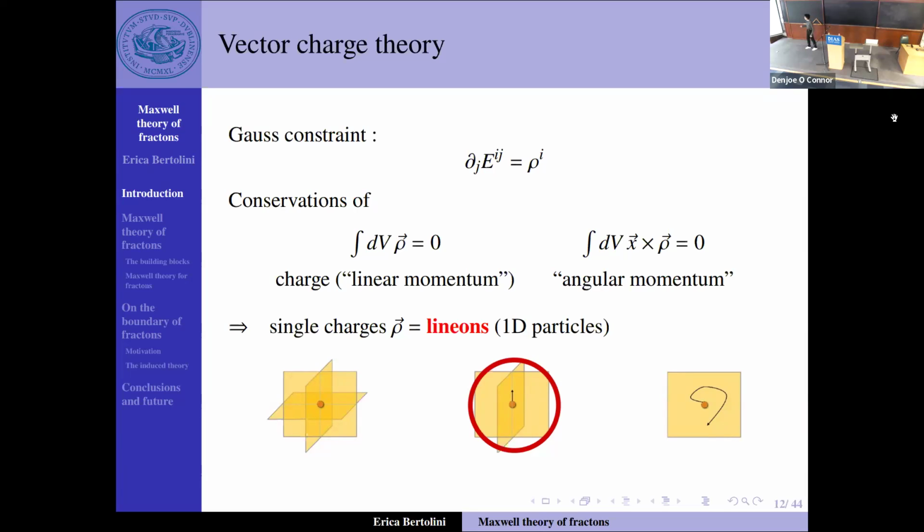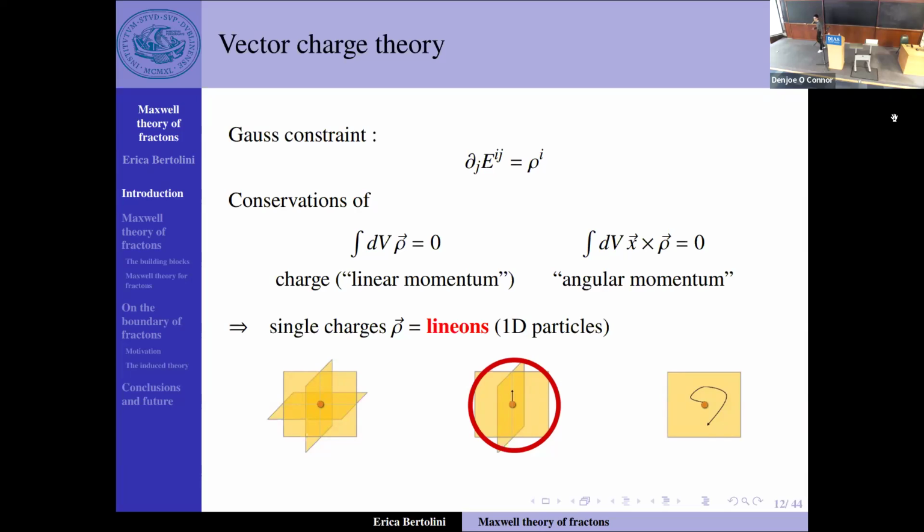So we also have the previous constraint, because we just have to take the partial derivative of this relation, but we now have also the conservation of this vectorial charge, which we can see as a dipole, and also of this angular momentum, which means that single charges now are constrained to move only along the line. So we have a linear, a one-dimensional particle. And E is still a symmetric tensor. Yeah, it's always symmetric.